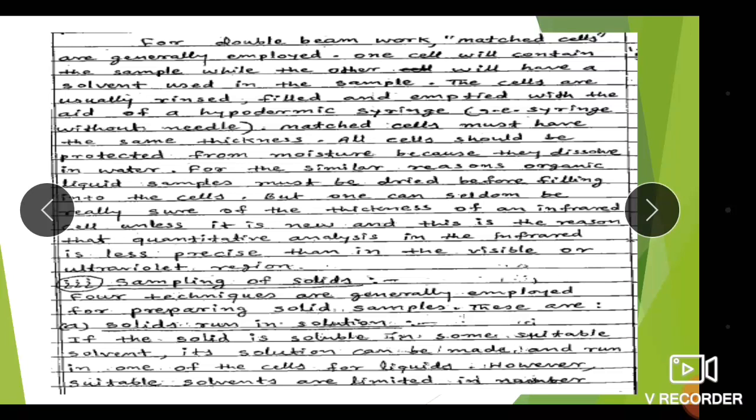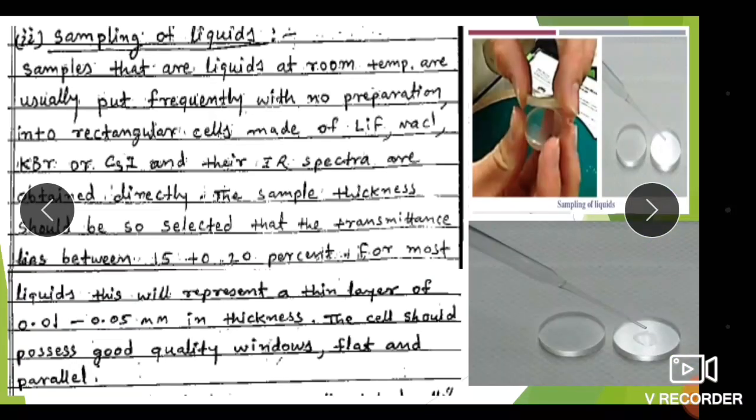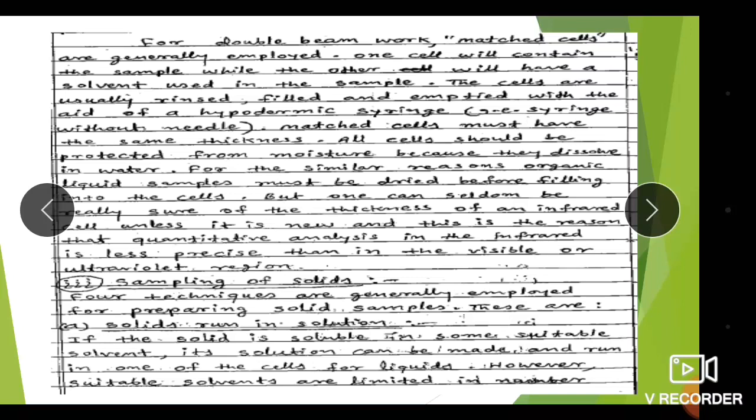Here I am trying to show this cell, where the sample is placed and removed by means of a hypodermic syringe. This hypodermic syringe is used for the sampling. So matched cells must have the same thickness.